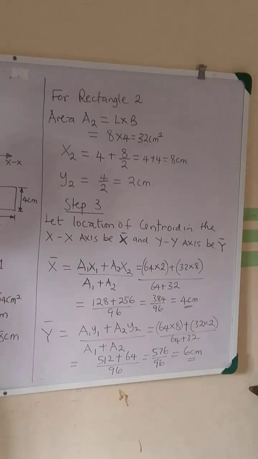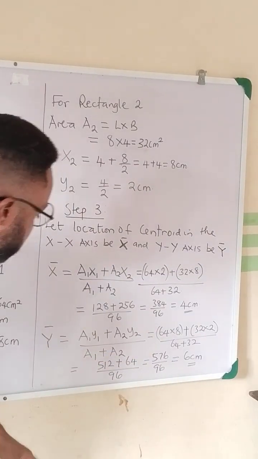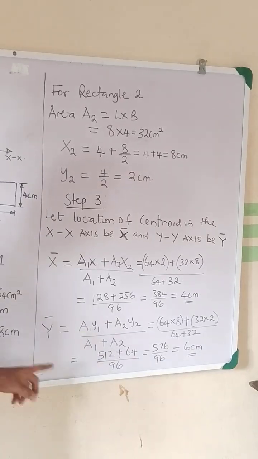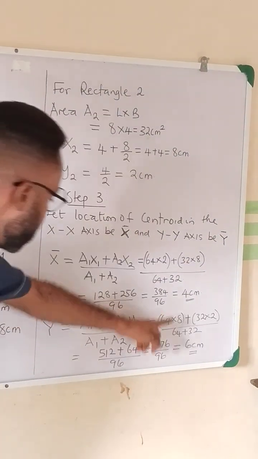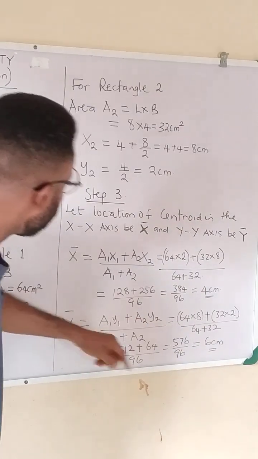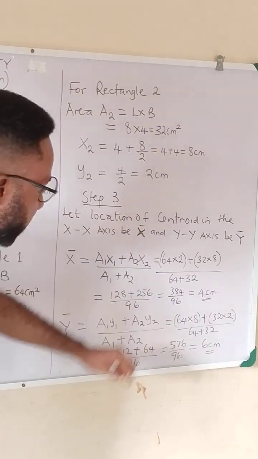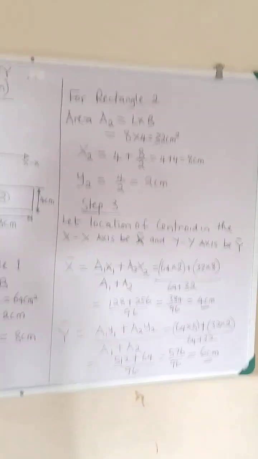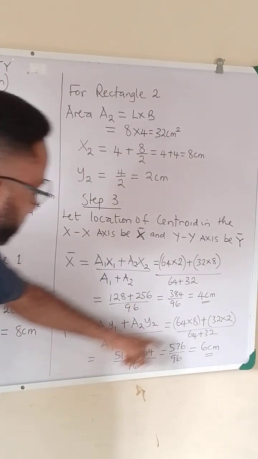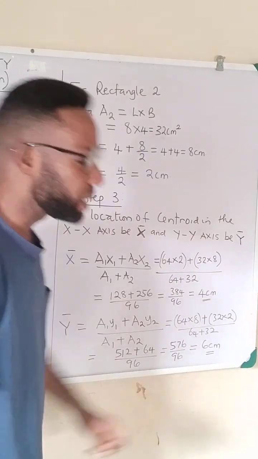And then we do the same thing to the y-axis. a1 times y1 plus a2 times y2 divided by a1 plus a2. And then we know what our a1 is, 64, times our y1, which is 8 cm, plus a2, where is our a2, 32 cm, and our y2, which is what, 2 cm. And so we divide it by area 1 plus area 2. And so when we do that mathematics, our answer is going to be 6 cm.